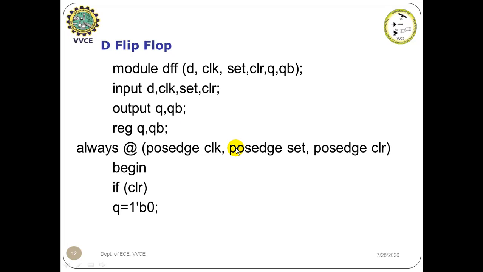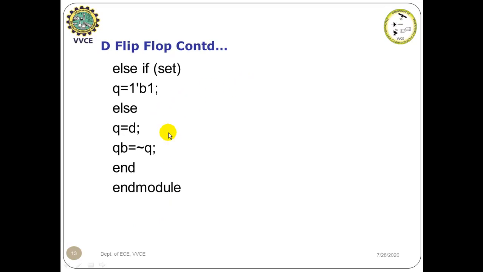Since my objective is to verify the functionality of the D flip-flop using set and clear inputs, I am choosing clear as 1. If clear is 1, the output should be 0. Else, if set is 1, the output Q should be 1. Else, Q should be the same as D, and Q bar equals the negation of Q, and end the module. The objective is simple. If you give D, the same input should appear as the output. If D is 0, Q is 0. If D is 1, Q is 1, the same thing will propagate to the Q output. That's all about the D flip-flop.